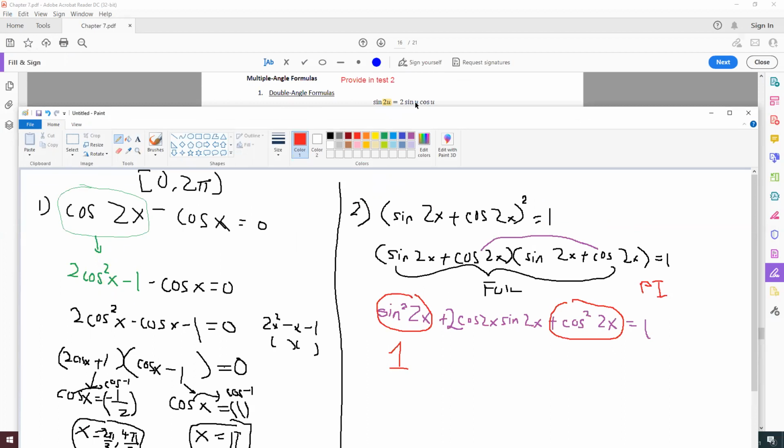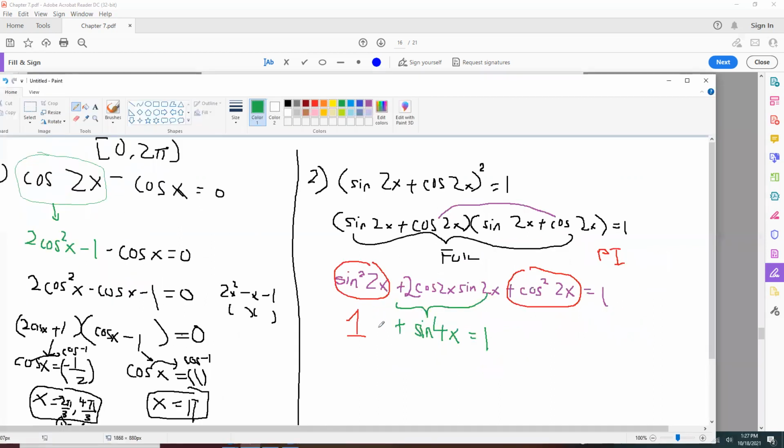You've got the 2 cosine u sine u, but this will not be sine 2u. This is sine what? 4u, or 4x in this case. Because your u in this case is 2x, you're doubling it, so it becomes 4x. And then this will become 1 using Pythagorean. So now we subtract 1 here, and we get sine 4x equals 0.